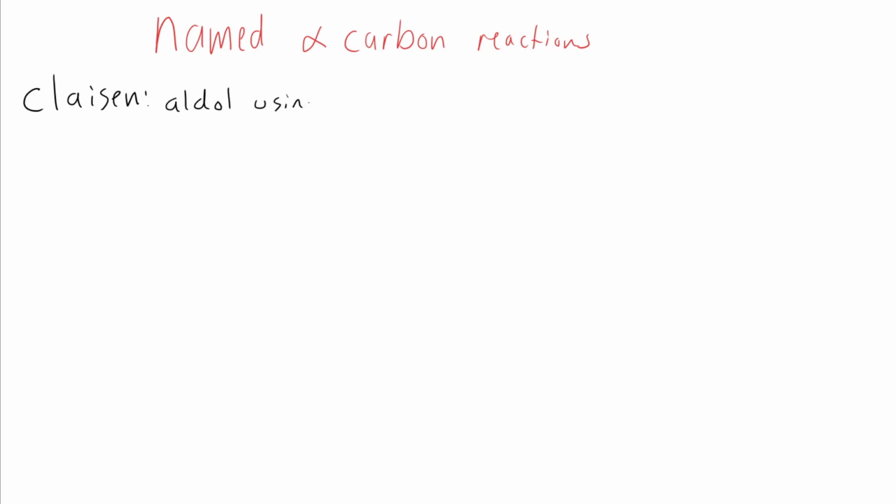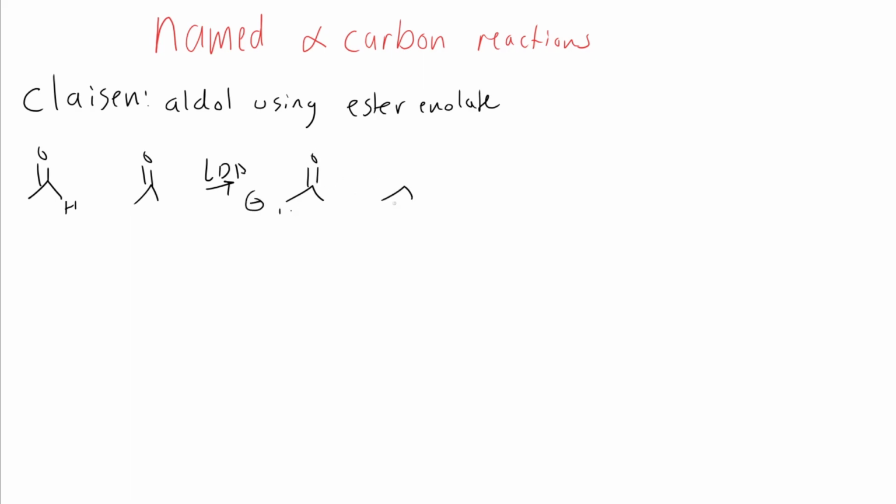using an ester enolate. So in the past video, we talked about how you can use aldehydes and ketones, deprotonate them to form their respective enolates. But with the Claisen, we're always going to use an ester.